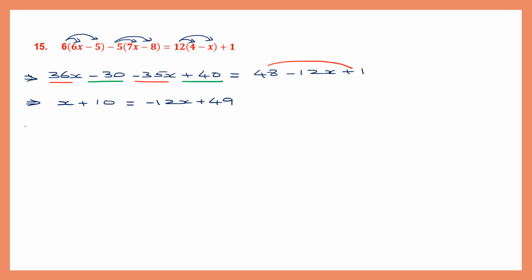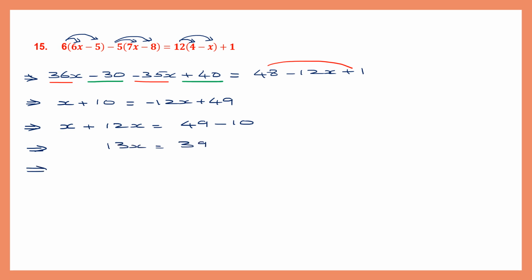Now let's get all the x terms to one side. So we have x here. On the right side we have minus 12x. Let's bring it here. It becomes plus 12x. Then here we have 49. Let's move 10 to the other side. It becomes minus 10. So x plus 12x is 13x. 49 minus 10 is 39.